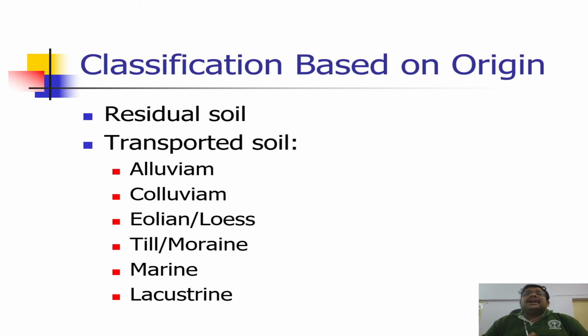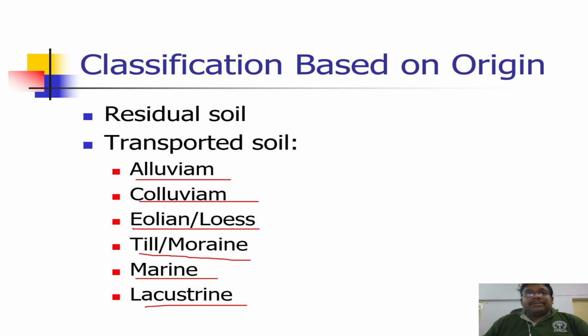The other class is transported soil. Transported soils are given different names based on the transporting agents. Remember, once these parent materials weather away, they are carried from one place to another by different physical forces like air and water, and depending on the carrying agent, we name them differently. For example, alluvial soil, colluvium soil, aeolian or loess soil, till or moraine soil, marine soil, and lacustrine soil.